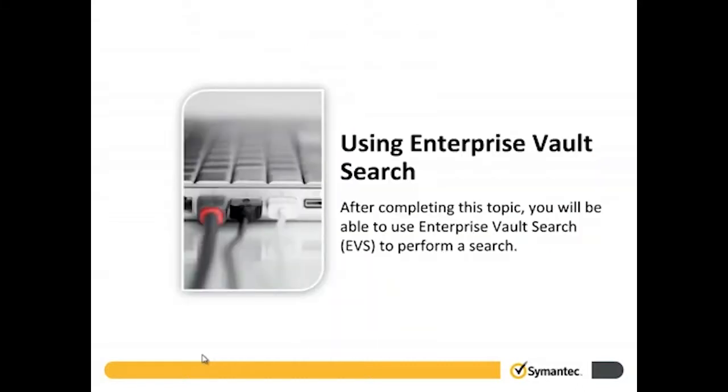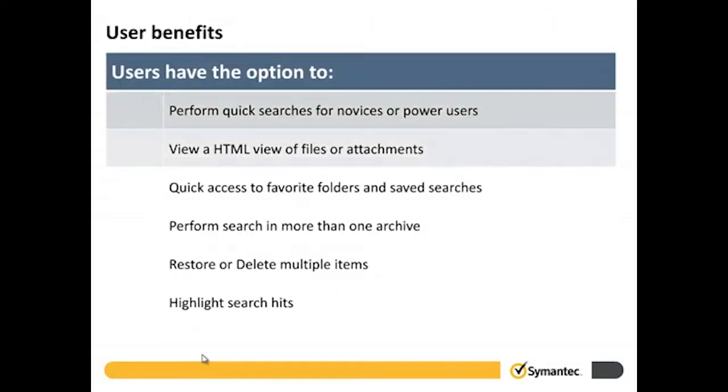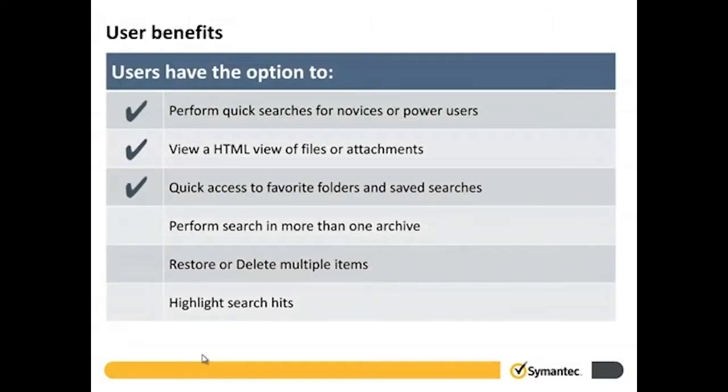This is the Using Enterprise Vault Search topic that shows how users use Enterprise Vault Search to perform searches. With Enterprise Vault Search, users now have the ability to perform quick searches for novices or power users, virtual scroll through hundreds of thousands of results or folders, view an HTML view of files or attachments, get quick access to favorite folders and saved searches, perform search in more than one archive, restore or delete multiple items, and highlight search hits.